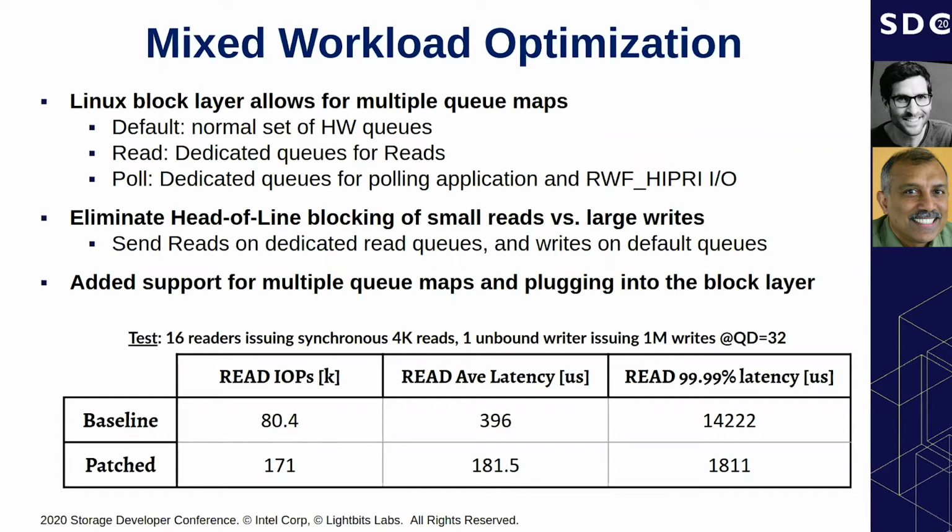Now, the way we tested and showed the value is a simple test that has a 16 thread reader, or 16 applications that are reading synchronously 4K, which means that every reader is doing a single synchronous 4K read. And then we have one outbound writer that's issuing large 1 meg writes at a queue depth of 32, and it sort of bounces around between CPUs and uses different queues to transport these 1 meg write requests.